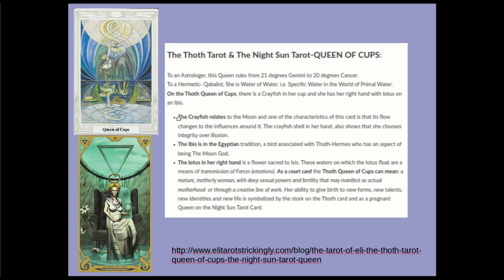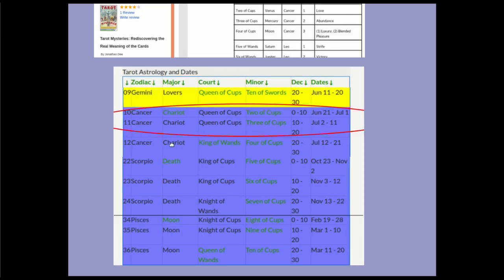Queen of Cups. To an astrologer, this queen rules from, here's your dates, 21 degrees Gemini to 20 degrees Cancer. Now watch, let's go back to our dates. Queen of Cups. In other words, it could have been combined with any other things, but it's combined with Queen of Cups. She's ruling from what? June 11th through July 11th. That month includes June 21st to July 1st and July 2nd to July 11th. She is also ruling this period of time.